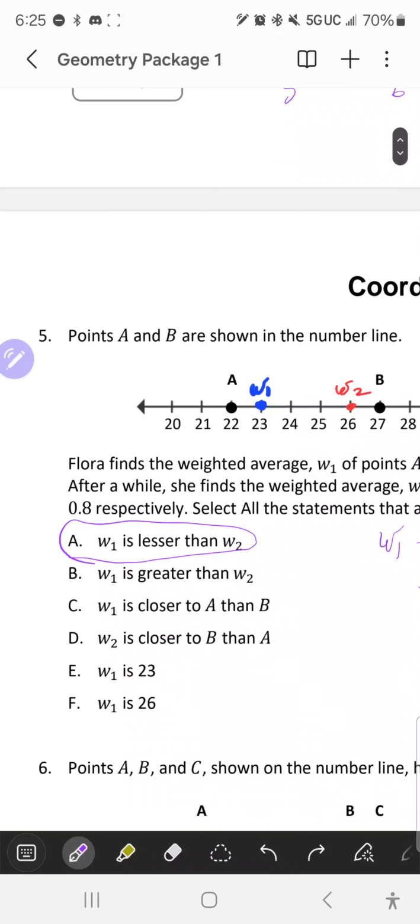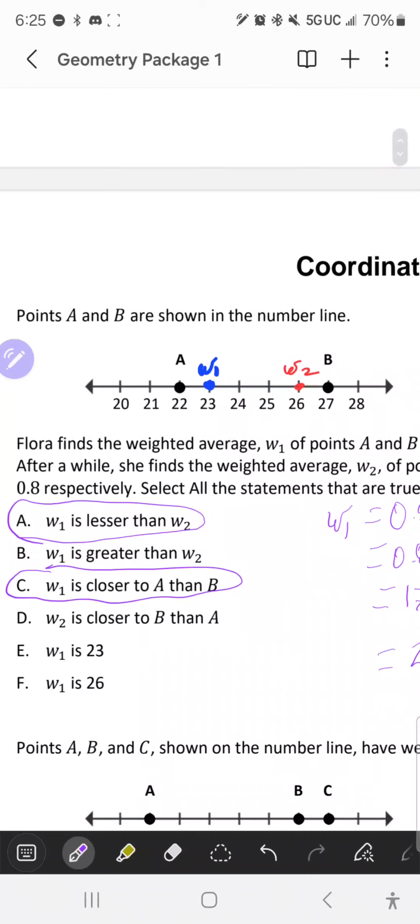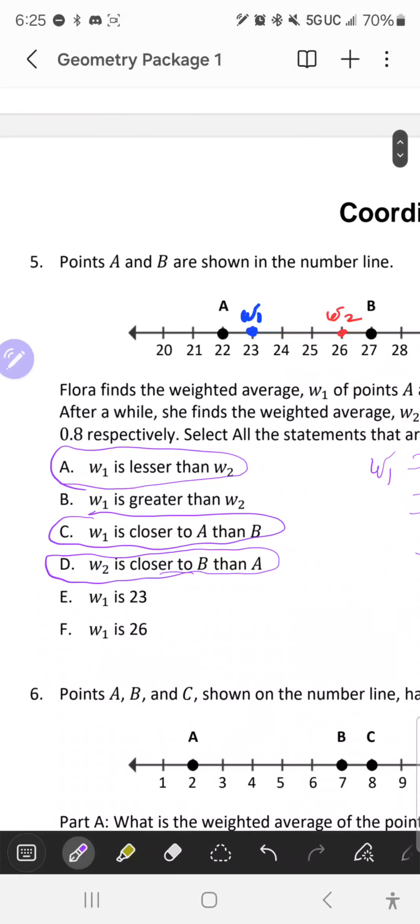And W1 is closer to A than to B. Yes, that's true. You can see it here. It's only 1 point apart from A, 3 points, 4 points apart from B. W2 is closer to B than to A. Yes, it's the same case as W1. Now W1 is 23. That's true also. And because it says that W1 is 26, well, this is the value of W2 and it's only there to confuse yourself.